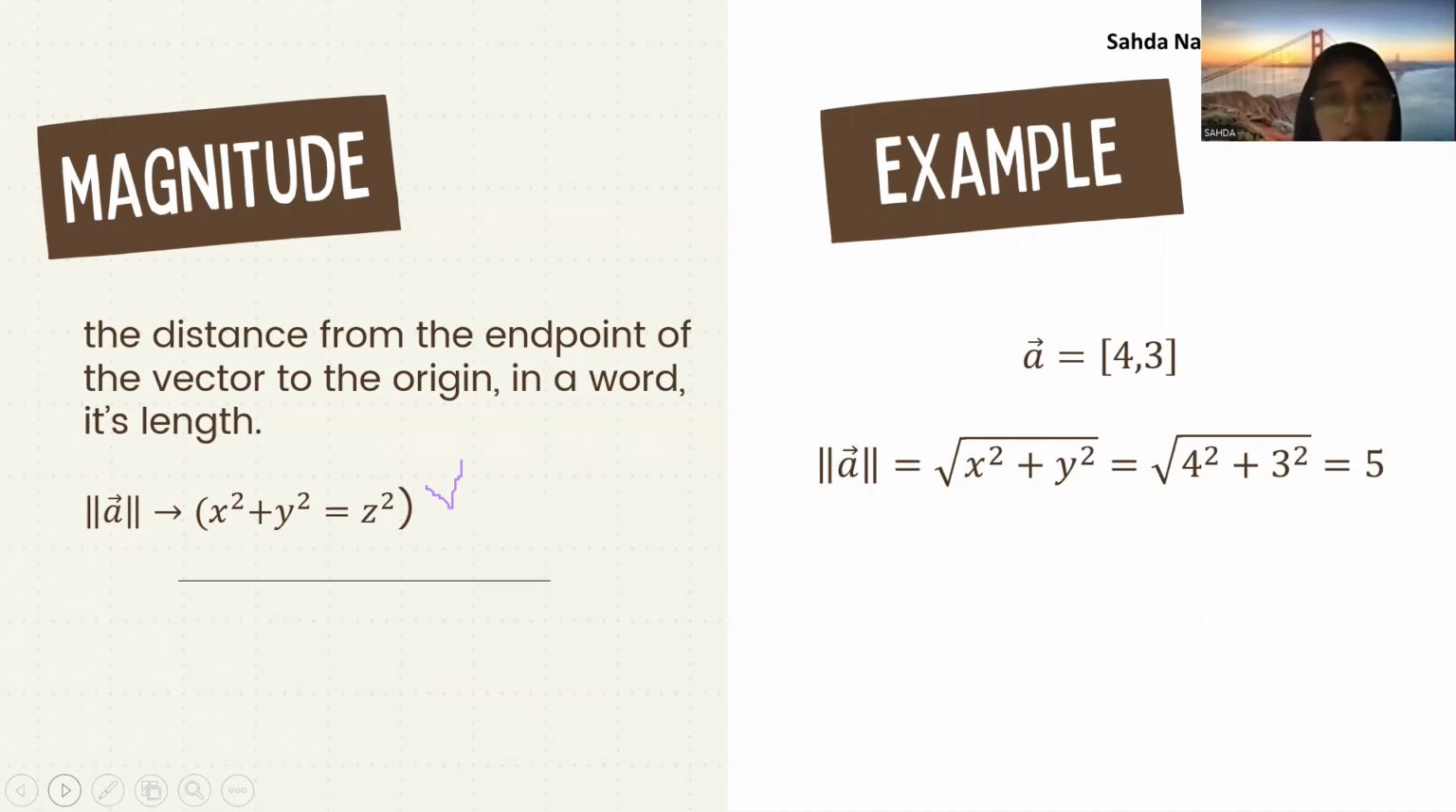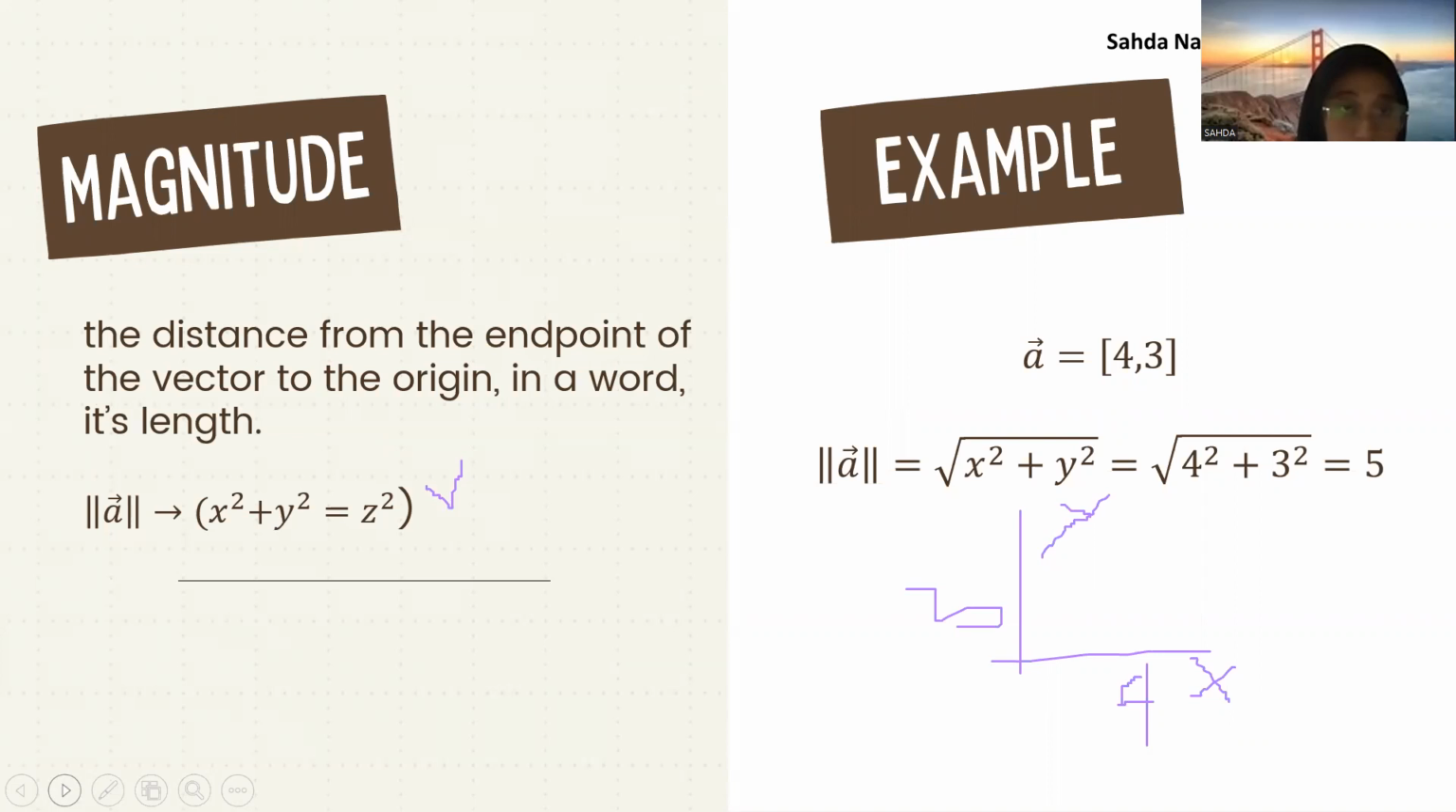Suppose we want to calculate the magnitude of the vector A. This vector A is (4, 3). This vector extends 4 units along the x-axis, and 3 units along the y-axis. The magnitude of a vector is a scalar value, a number representing the length of the vector independent of the direction.